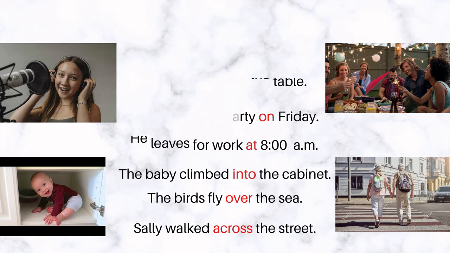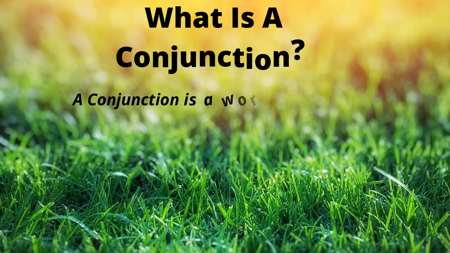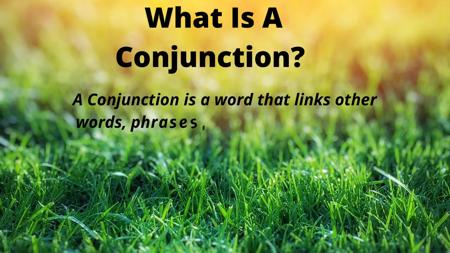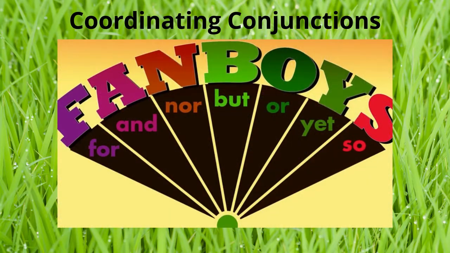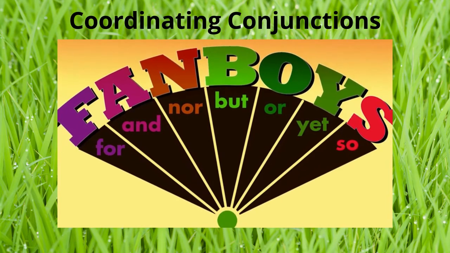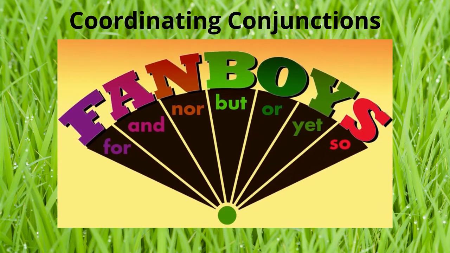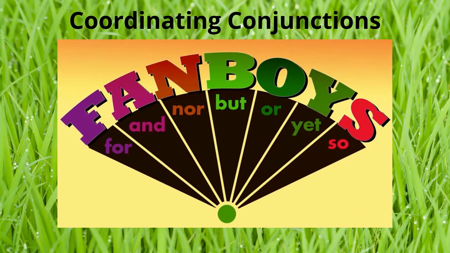What is a conjunction? A conjunction is a word that links other words, phrases, and clauses together. As with some of the other basic types of speech, there are different types of conjunctions to join words and sentences. First, let's go over coordinating conjunctions. We can use this mnemonic device, fanboys, to help us remember the conjunctions for, and, nor, but, or, yet, so.